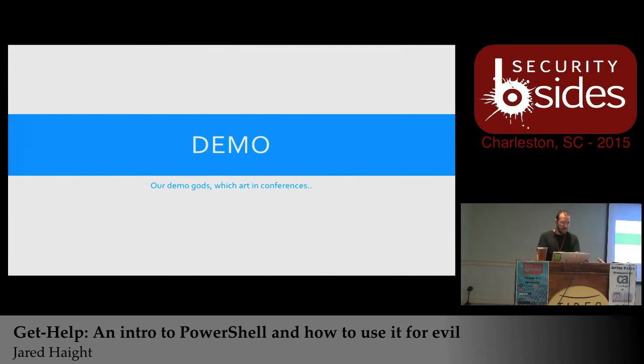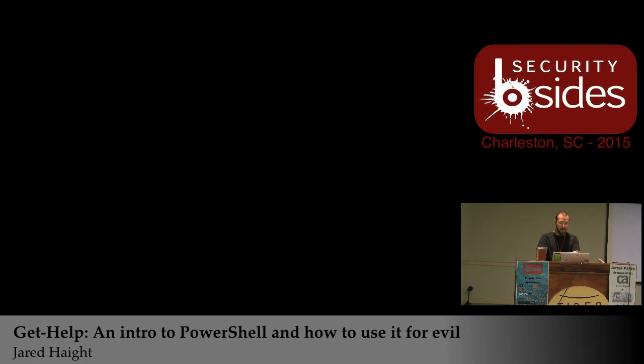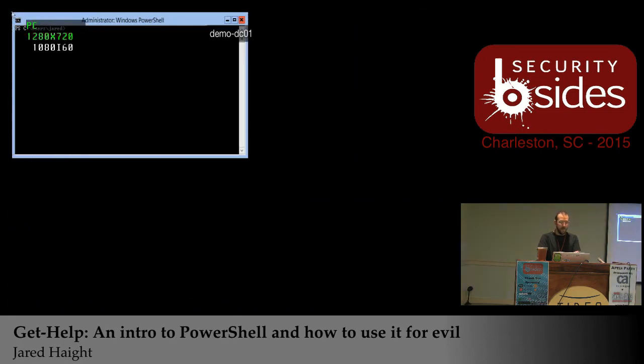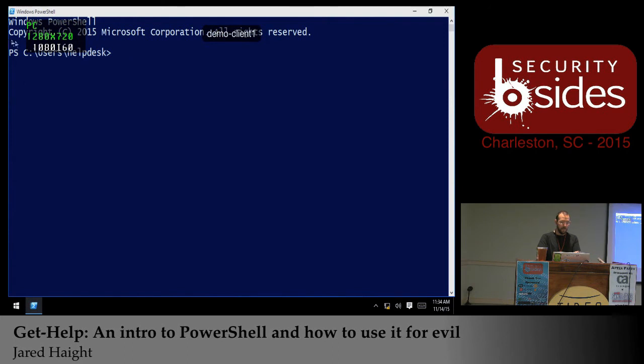So I want to do a quick demo here that hopefully will work without issue. All right, so in this example, we've compromised a help desk user account. And like a lot of corporate environments, the help desk has admin rights on laptops and desktops and stuff like that, but they don't have access to the servers. What I want to do is get the Active Directory database and get that off the network so I can crack it and do my thing.